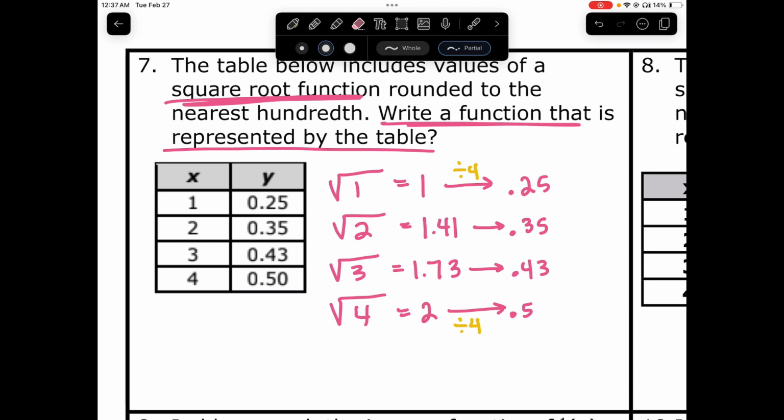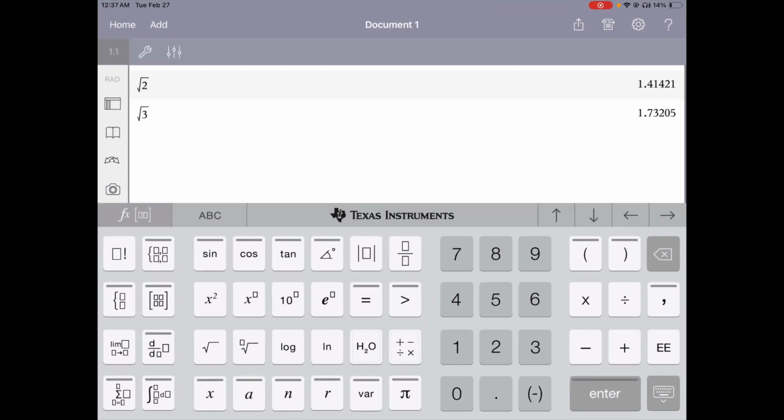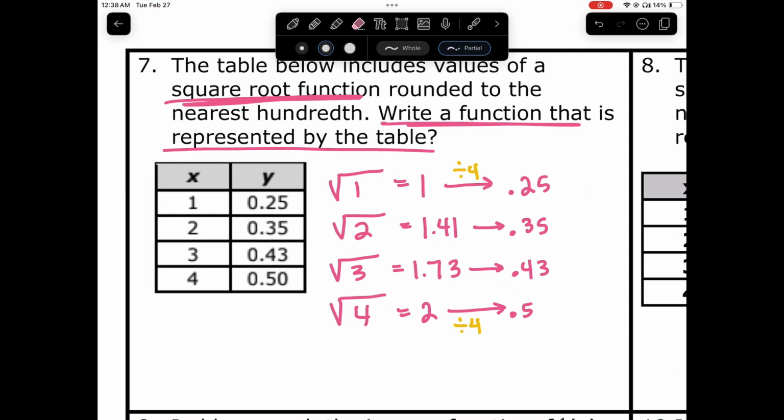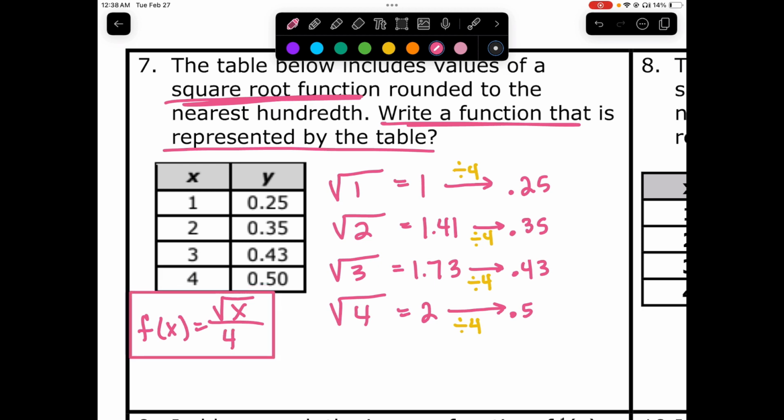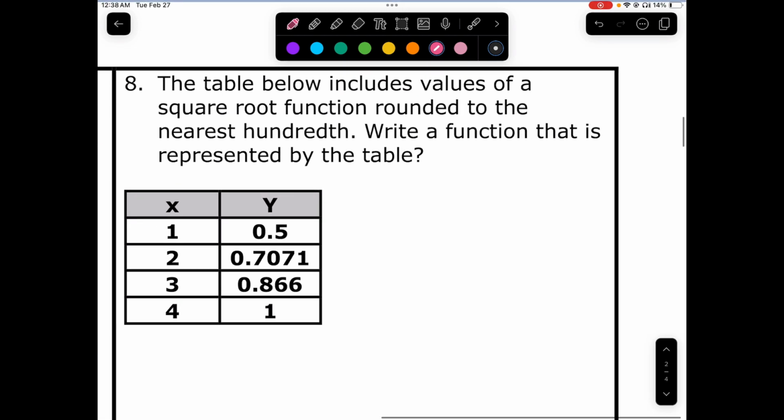Let's see if these other two work. So I'm going to take this guy divided by 4, and I get 0.35. Oh, snap. I'm going to take this guy divided by 4. I get 0.43. Oh, snap. That's what we needed. So obviously dividing by 4 is the right answer. So first, we're going to take the square root of x, and then we're going to divide it by 4. Voila. Good luck. Try number 8.